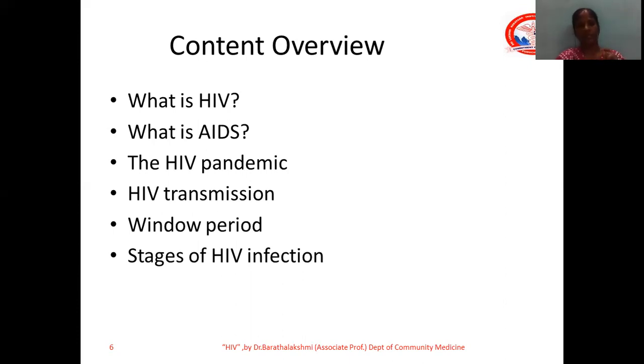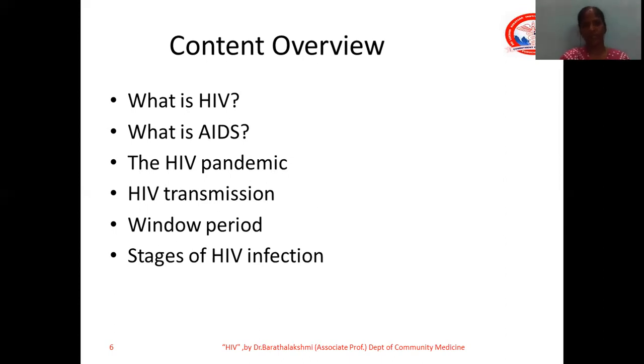Then sexual transmission, men having sex with men, or heterosexual transmission. So this is also possible. Another way is transplacental, mother to child transmission, and then transmission through breastfeeding. So these are the different routes of transmission in HIV.